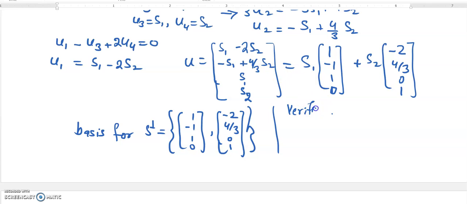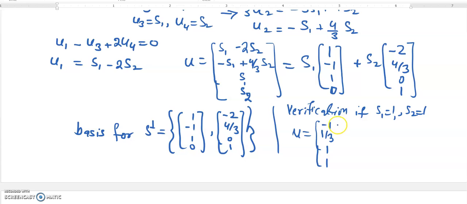So verification. If S1 is equal to 1, S2 is equal to 1, because these are arbitrary constants, so just for the sake of verification, we can take S1 and S2 equal to 1. So U will then be equal to 1 minus 2, which is minus 1, minus 1 plus 4 by 3, which is 1 by 3, and 1 plus 0 is 1, and 0 plus 1 is 1. So this will be U.